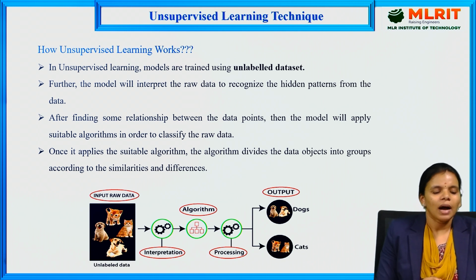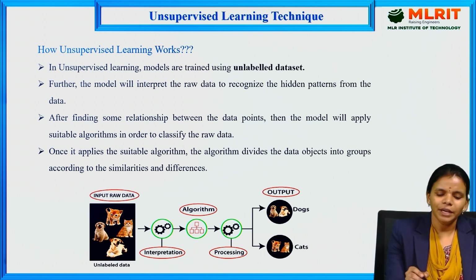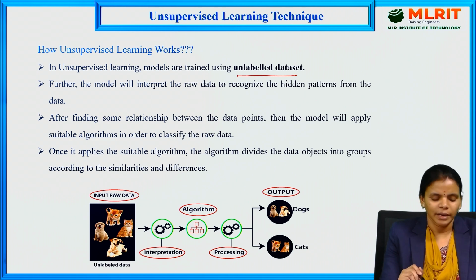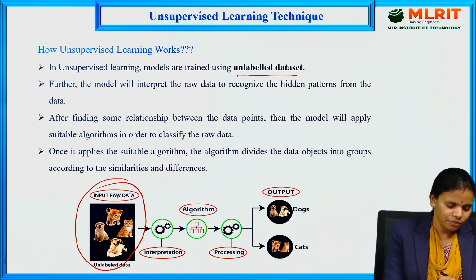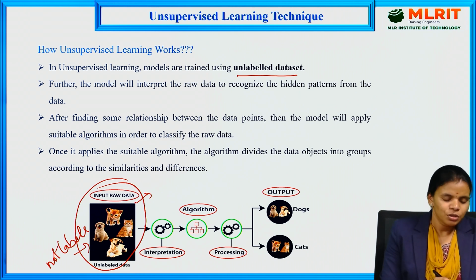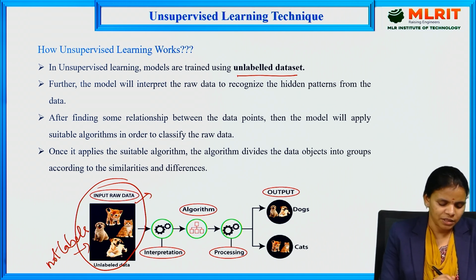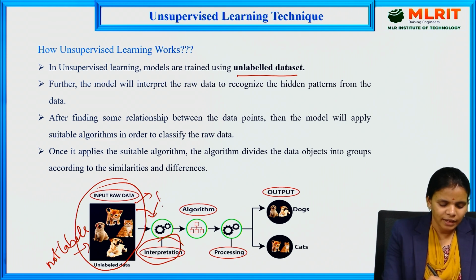Coming to how unsupervised learning works. The first thing is we need to train by using the unlabeled data set. In this data set, we are using input raw data which does not have any labels. So we have multiple types of images. Now we are using this data set to train my model. The first thing is interpretation of this data set, meaning it is finding the hidden patterns.